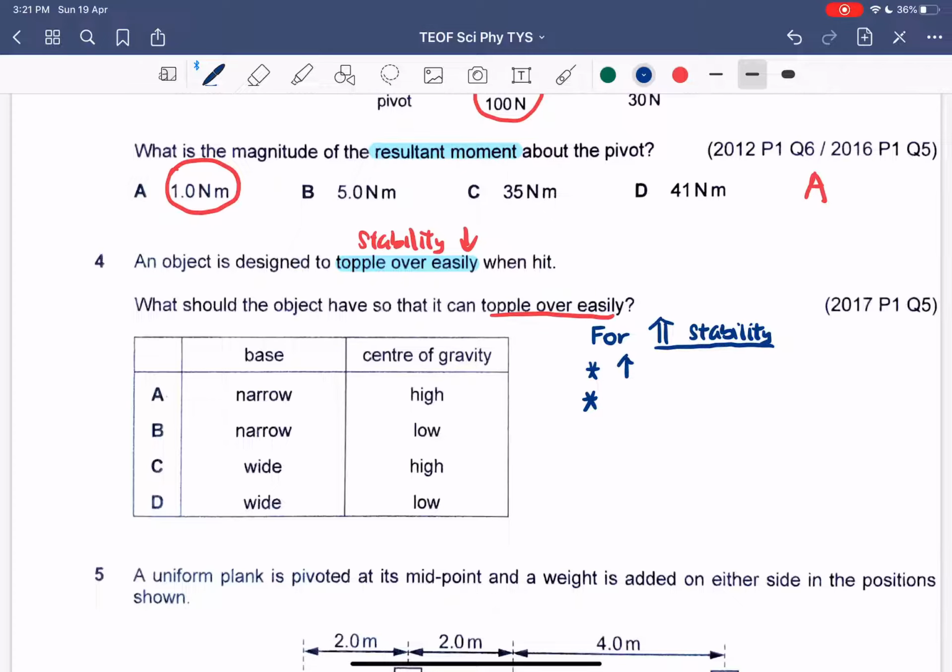Number one, you can increase the base area, or just the base. And number two, you have to lower the center of gravity, right? So you lower the CG. These are the two things to make an object more stable. So here I want the opposite. I want an object that's unstable. So the answer for this question is, I will want a small base area and a high center of gravity. So in this case, it will be A.